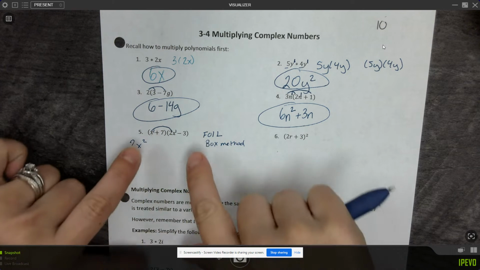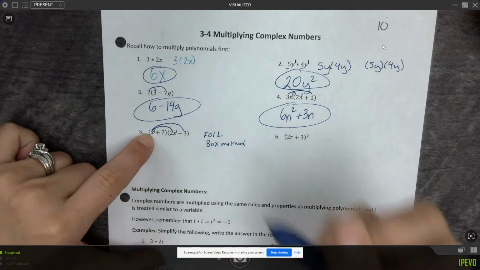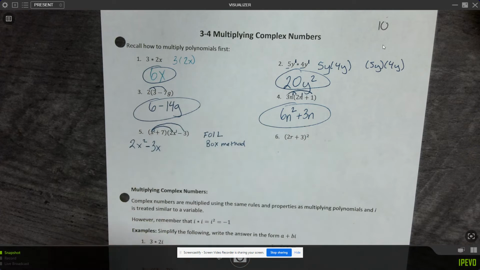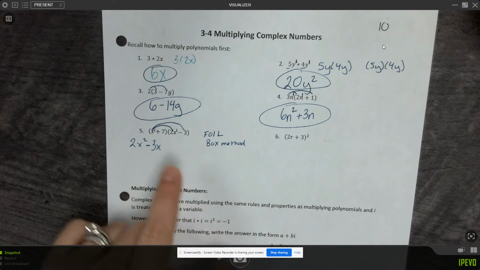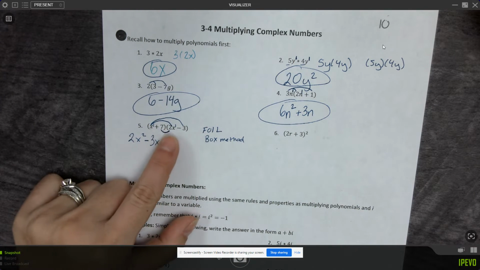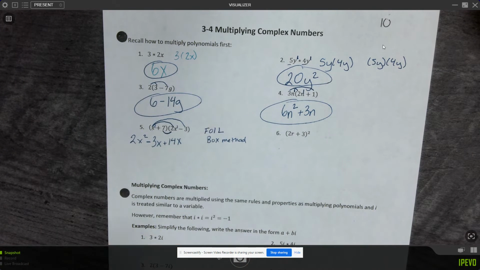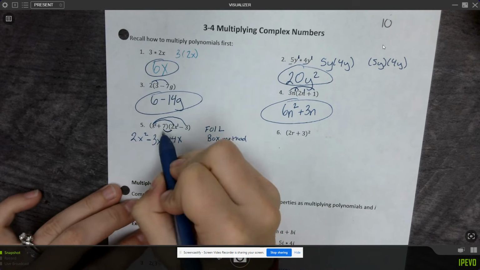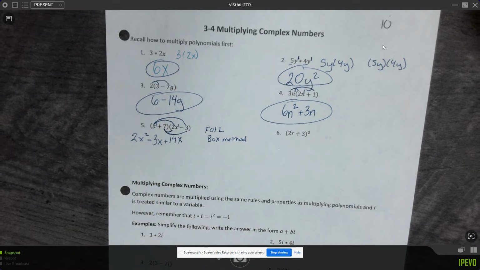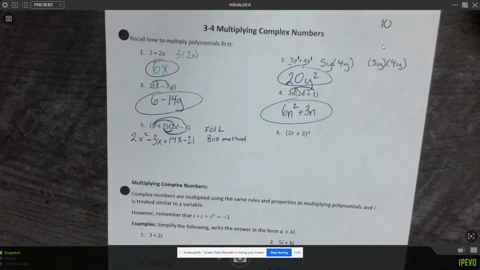O is the outer. You're going to take the outer terms now, the ones on the outside, and multiply those. x times negative 3 is negative 3x. Then your I are your inner terms, the two inside. 7 times 2x is 14x. And then L are your lasts, which is the last one in the first parenthesis times the last one in the second parenthesis. 7 times -3 is -21.